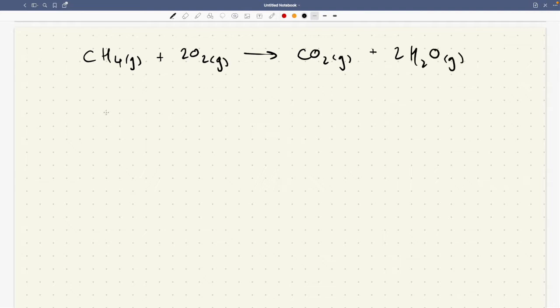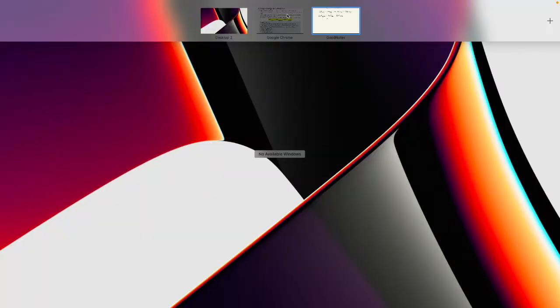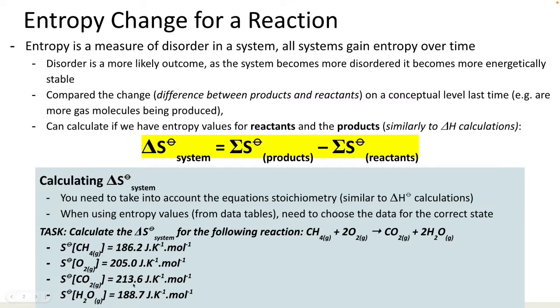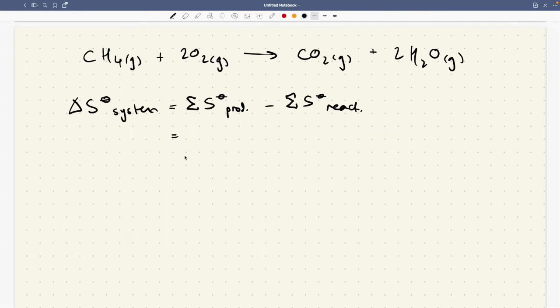All right, so we've said that the delta S of the system, of this chemical reaction, is going to be the sum of the entropy of the products minus the sum of the entropy of the reactants. So let's get into it. Let's have a look at what our products are. Well, we've got carbon dioxide. The standard entropy at standard conditions of gaseous carbon dioxide is 213.6 joules per Kelvin per mole. So we can chuck that in there.